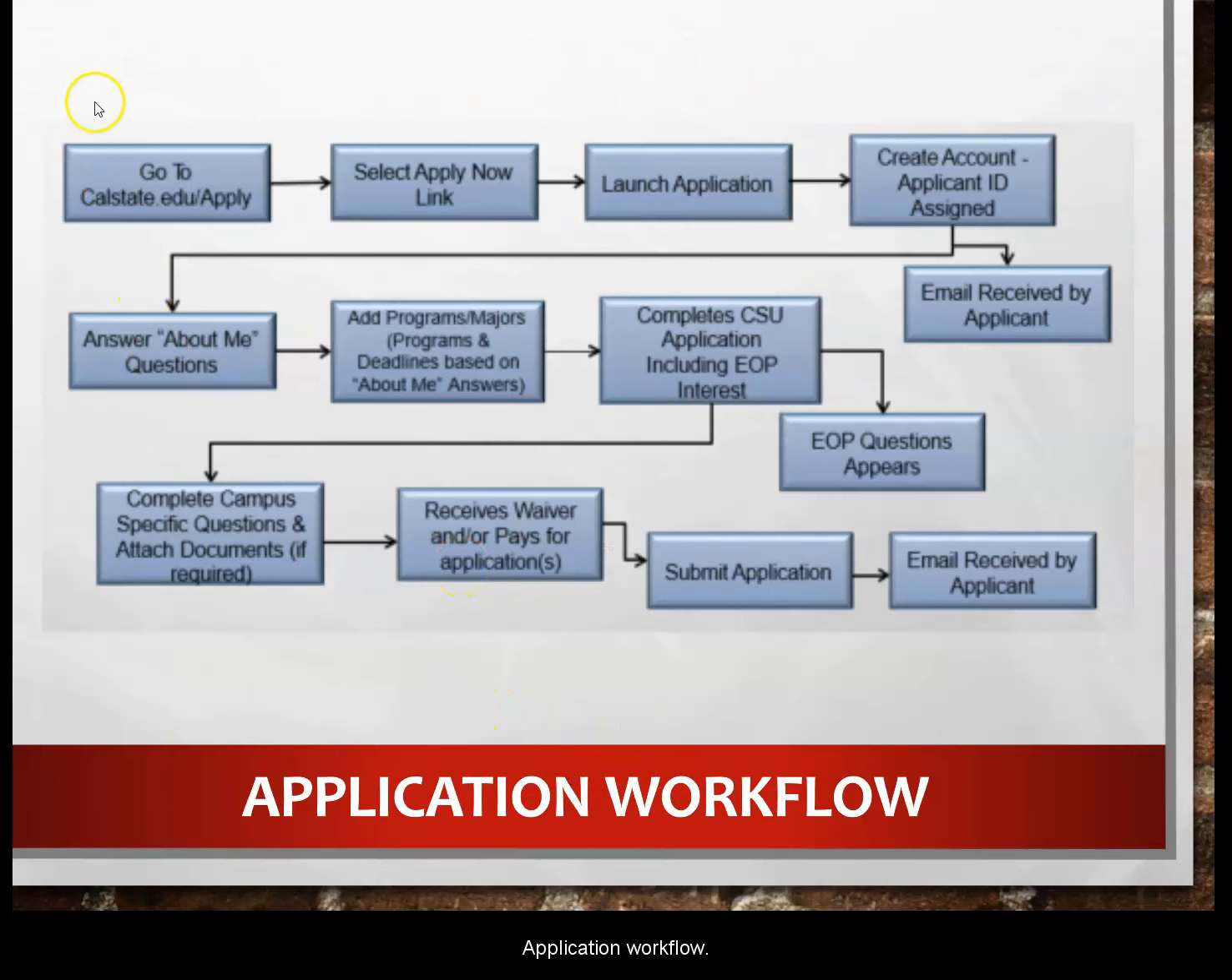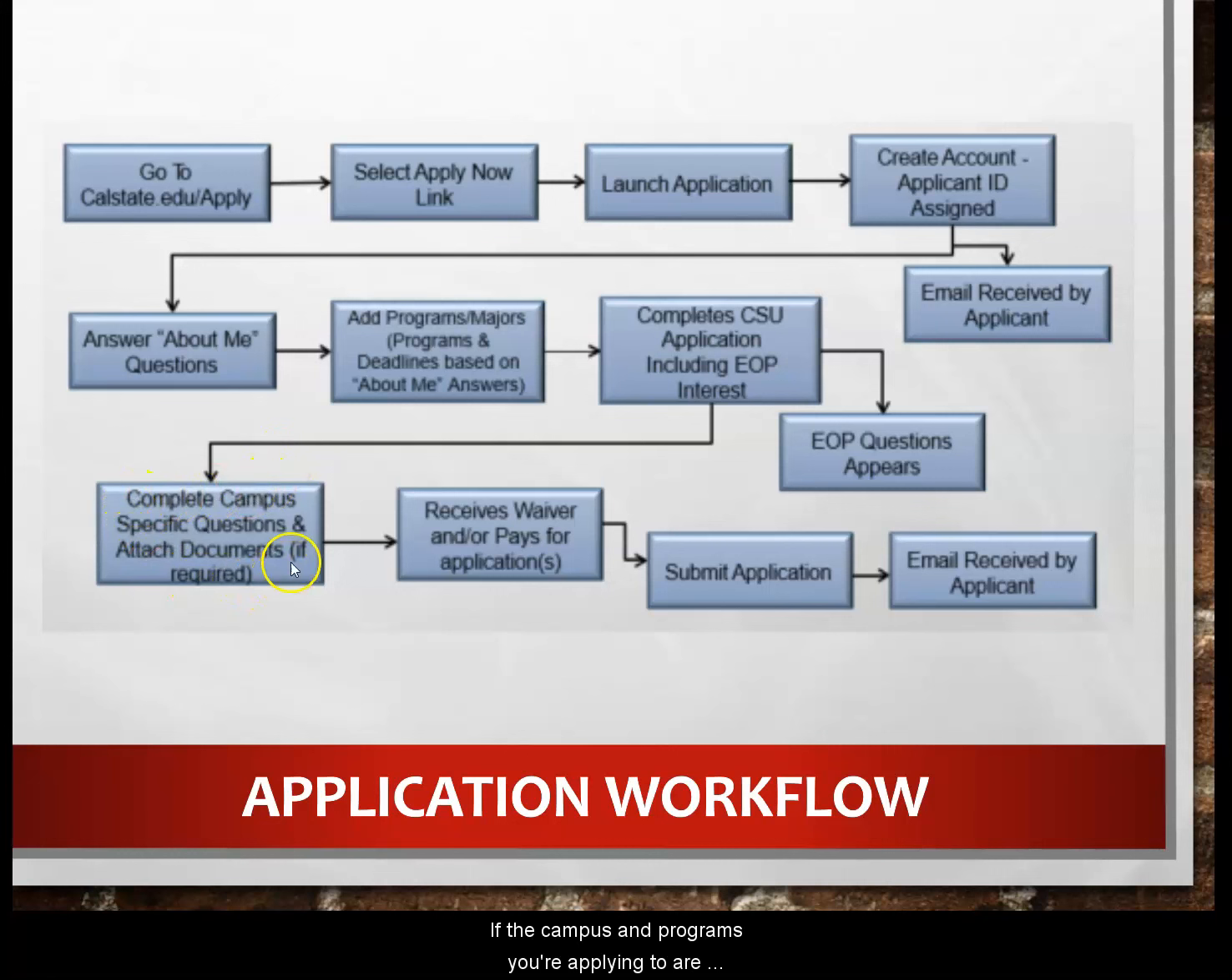The application workflow. You will go to, again, calstate.edu/apply to get started. You will then select the link to apply. You will then launch the application. You will create an account. When you create an account, you will get an email letting you know that an account has been created. You will then start answering questions about you, personal information. You will then add programs and campuses that you're interested in applying to. You will complete the rest of the CSU application. If you're interested in the EOP, you will be basically completing those portions of the application as well. So the EOP questions will appear for you.